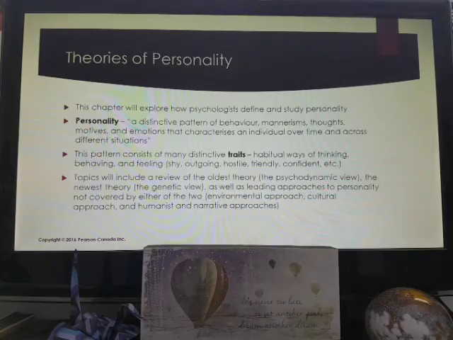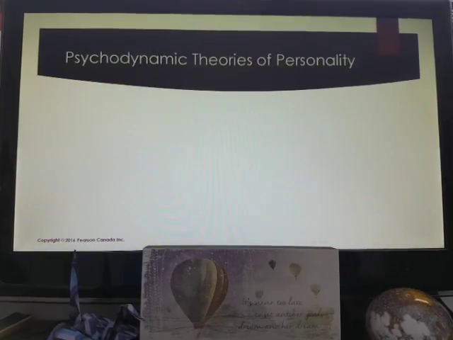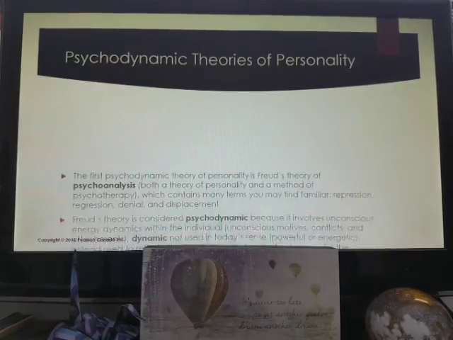The topics in this chapter will include a review of the oldest theory, which is the psychodynamic view, the newest theory, which is the genetic view, as well as leading approaches to personality not covered by either of the two. So we'll talk about the environmental approach, cultural approach, and humanist and narrative approaches. So there's quite a bit of content in this chapter. So we'll begin with an overview of the older theories of personality, which would be the psychodynamic theories.